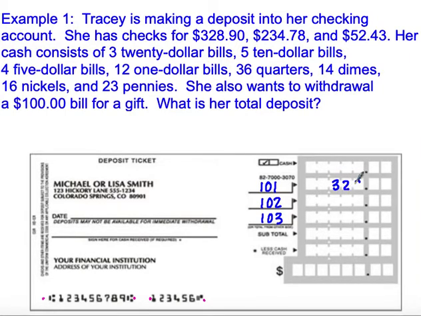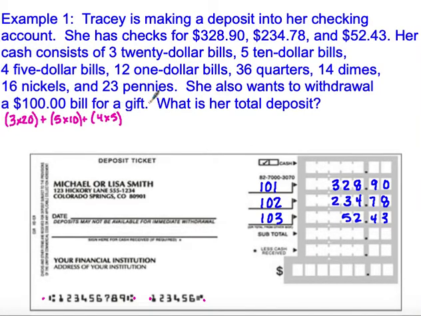We're going to list $328.90, $234.78, and $52.43. It's very important that you get everything lined up around the decimal point, so all of the place values match. In addition to that, she is putting in all of this cash. So we need to calculate what that cash is going to be. So real quick here, we're going to do 3 $20 bills. So I do 3 times 20, 5 $10 bills, 4 $5 bills, and 12 $1 bills.